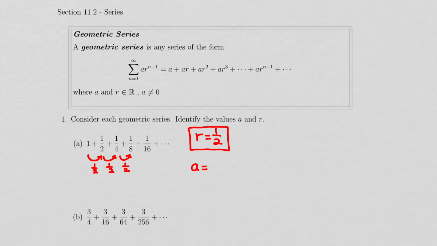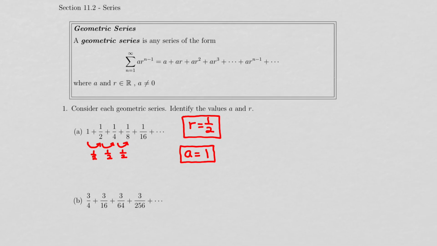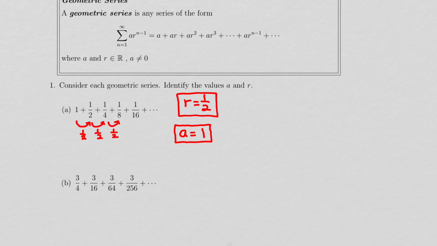Now, what do you think A is based on my definition? What's my A value here? Yes, it is. A is the first value in the series that starts us all off, but it has to appear everywhere else. So 1 times a half, and then 1 times a half times a half, right? And so 1 actually turns out to be my A value in this series. Beautiful. Let's try the second one.